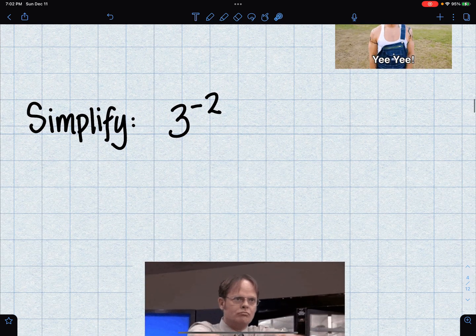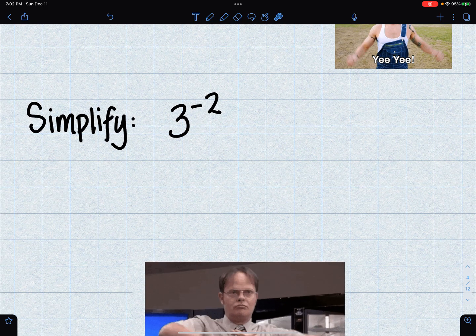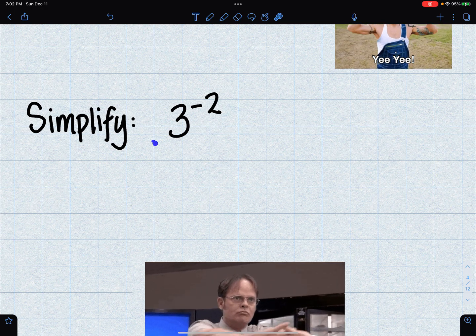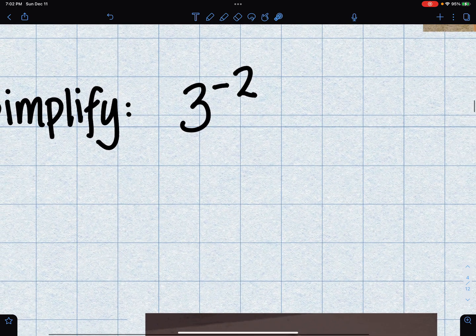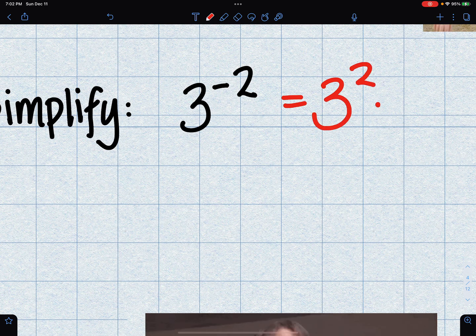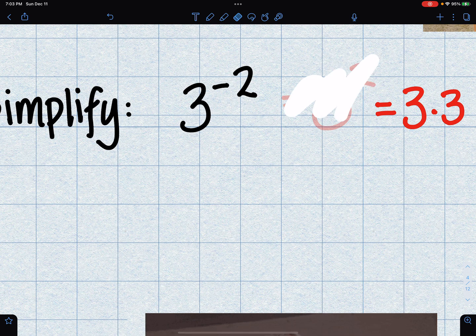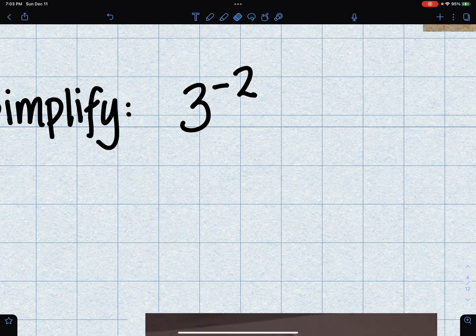So let's do example 29.1. It's on page 121 at the bottom. It says simplify 3 raised to the negative 2 power. Now, we know how to do 3 squared, right? It's 3 times 3. But how do you do 3 raised to the negative 2 power? That's kind of meaningless. You can't multiply this by itself negative 2 times. That doesn't even mean anything, right?